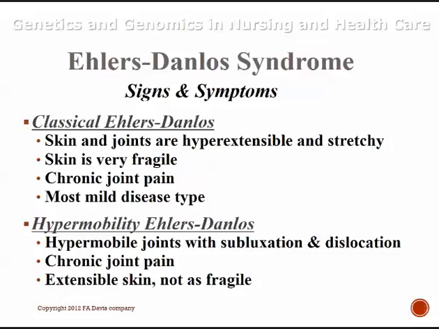Ehlers-Danlos syndrome signs and symptoms: in the classic type, skin and joints are hyperextendable and stretchy. The skin is very fragile. These patients have chronic joint pain, and it is the most mild disease type of this collagen disorder. Hypermobility Ehlers-Danlos is hypermobile joints with subluxation and dislocation. Chronic joint pain, extensible skin, but it's not as fragile as the classical.